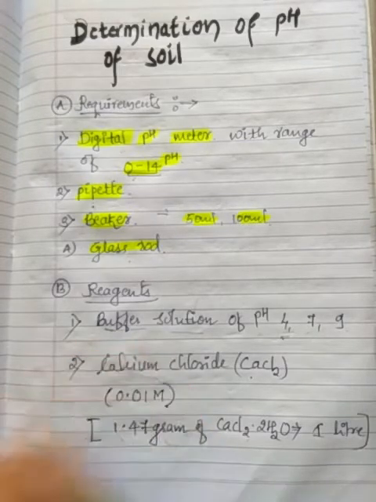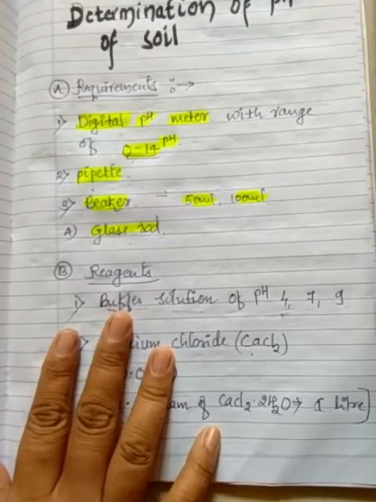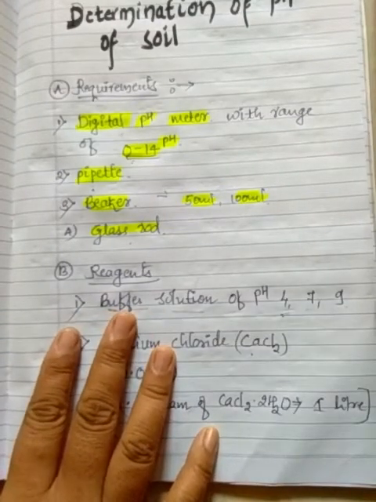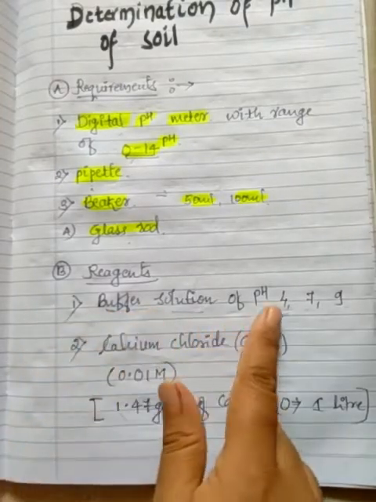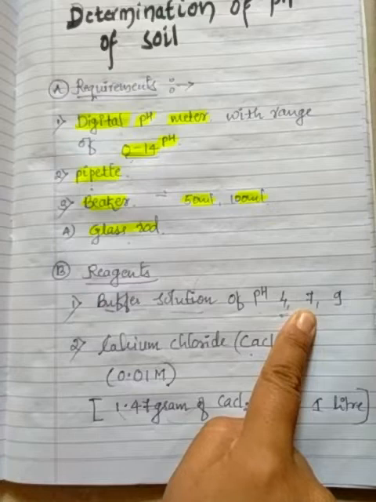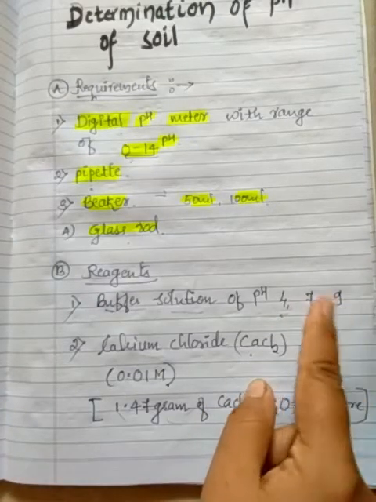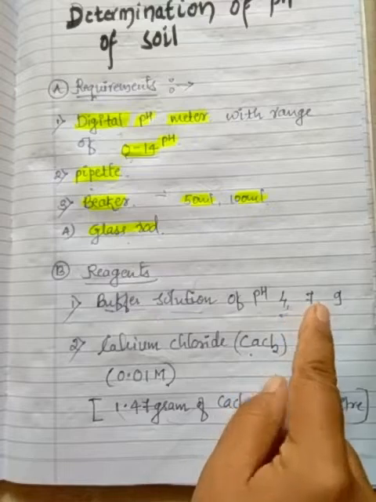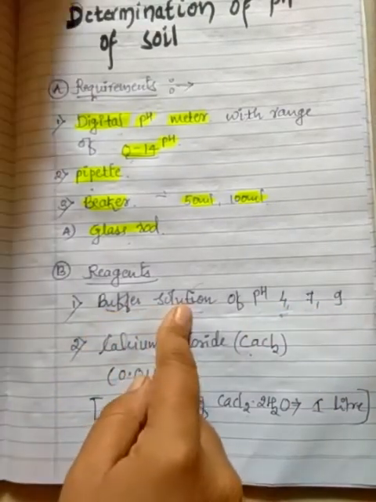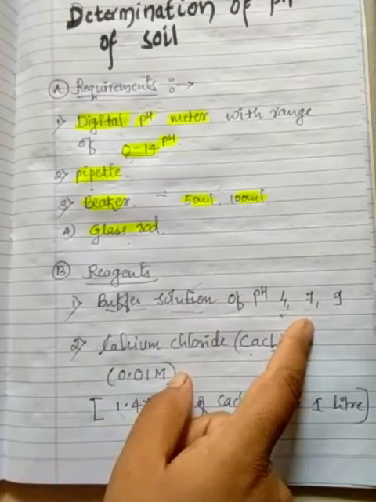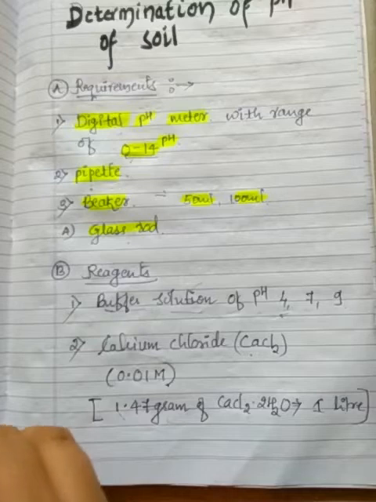Now the next term, which is the reagents we require. Here we need buffer solution. You already know the meaning of buffer solution. It has its pH range: one acidic, that is 4, one basic, that is 9, and one neutral, that is 7. Buffer solutions of pH 4, 7 and 9 must be available. This is the first reagent we need.